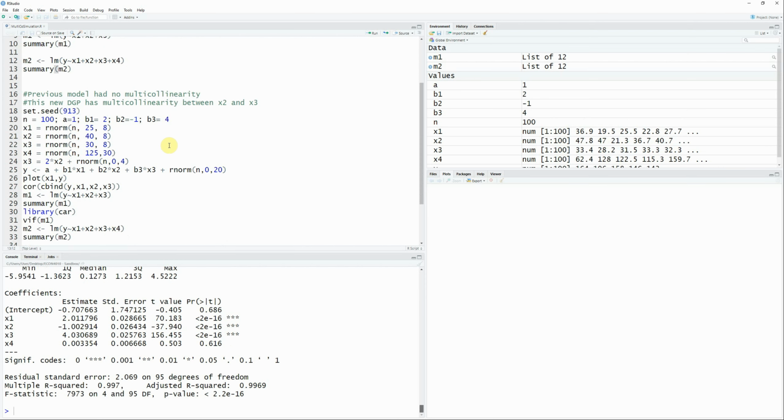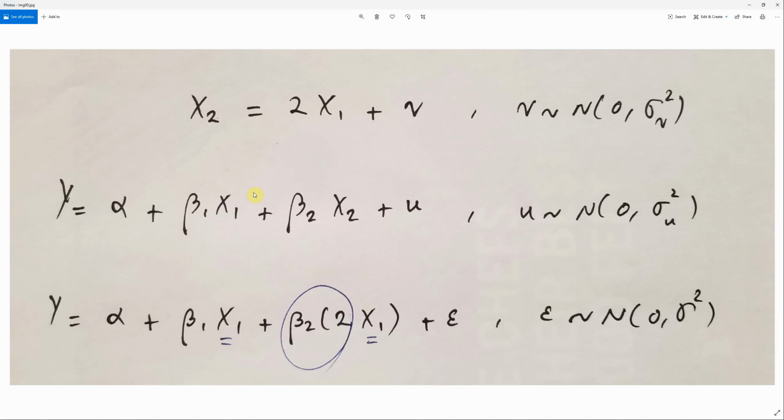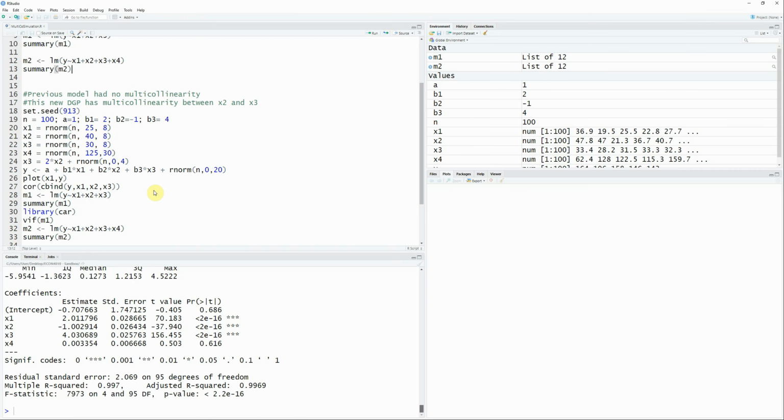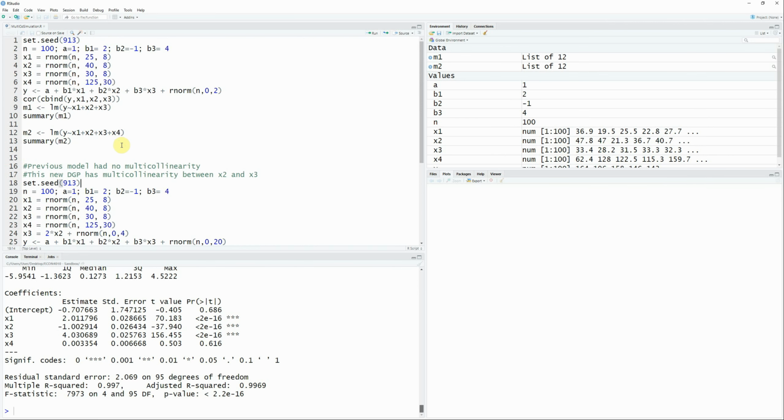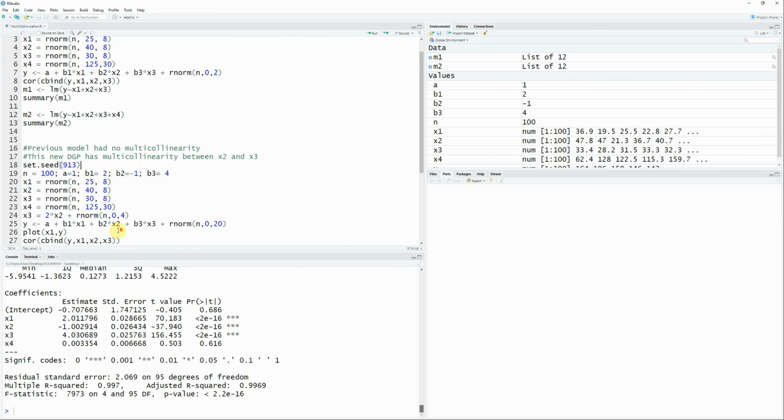Now we want to see in action how multicollinearity could cause problems. You remember that in theory we said this could be the reason that we get misleading results. Now let's see what happens in this simulation. We're going to use the same seed number, so everything is going to be the same up to this step. So let's do it together.